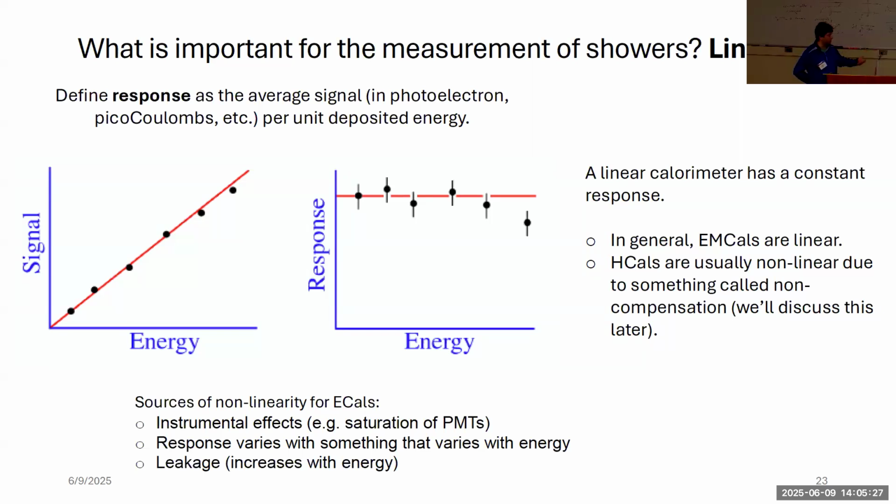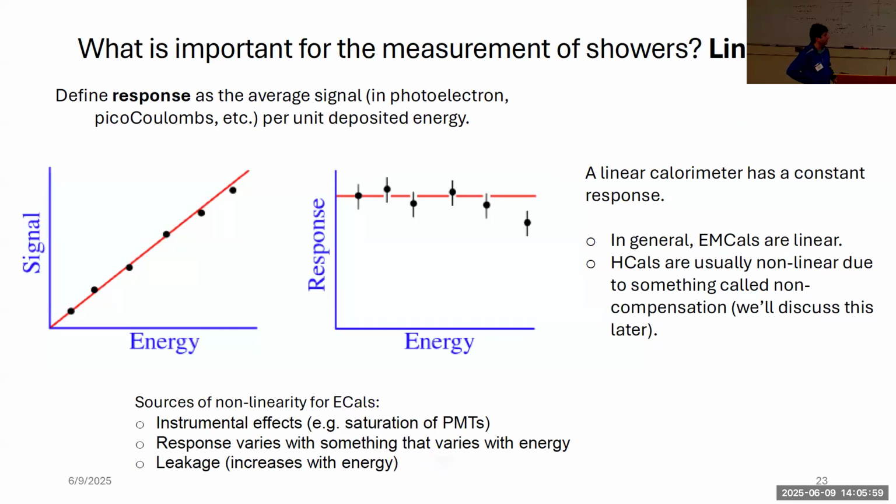Because we don't actually know in the experiment what energy the particle has, we need to use the signal to recover the energy. A linear calorimeter has a constant response, which is basically the average signal per unit deposited energy. In general, electromagnetic calorimeters are linear with some caveats, and hadronic calorimeters, as we'll see later, are nonlinear due to something called non-compensation.